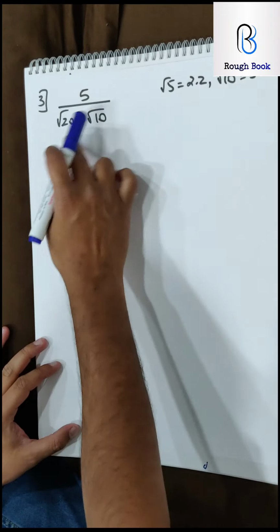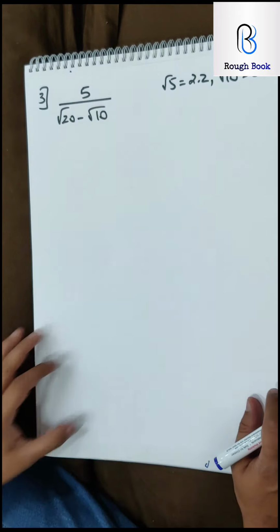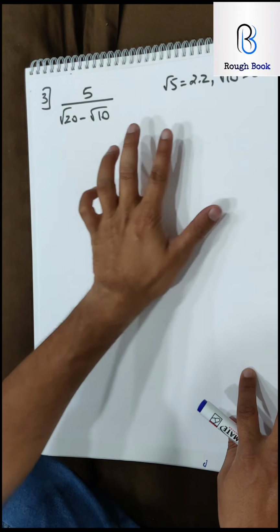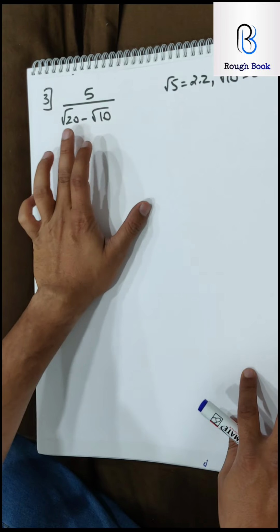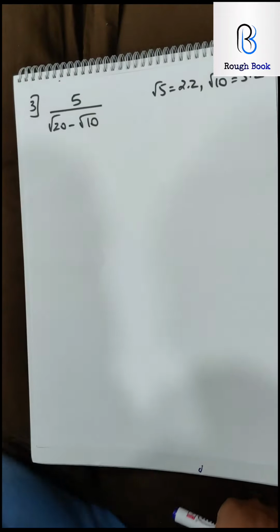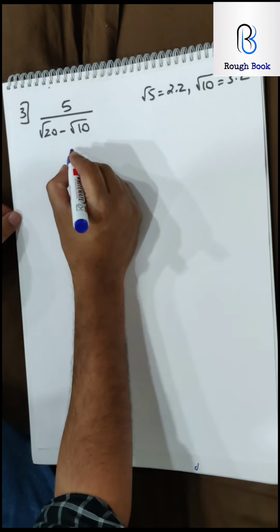So sum number 3, again you've been given 5 by root 20 minus root 10, and root 5 and root 10 values have been given to you. They are asking you to evaluate and give your answer. So let's see how you are going to go about it. First thing that I would advise is rationalize it, and then later on we'll convert this root 20 into a mixed surd. Even if you convert it right now, it doesn't really matter, but I would prefer doing it later on. So let's see how we can work this out.